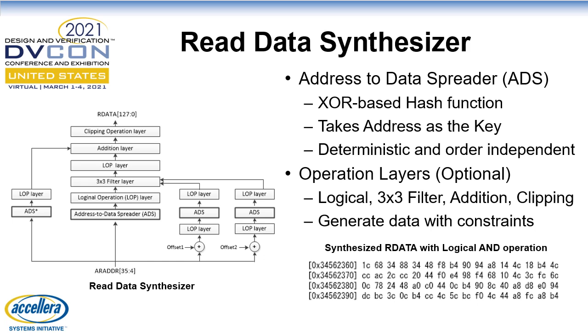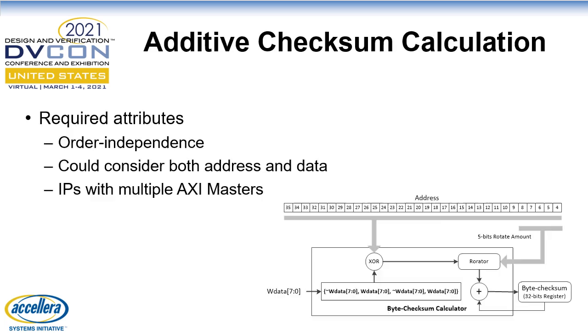The values generated by the address-to-data spreader could be processed by several operation layers, including logical operation, 3x3 filtering, addition operation, and clipping, to be more suitable for verification conditions. Note that downloading input data is no longer required.